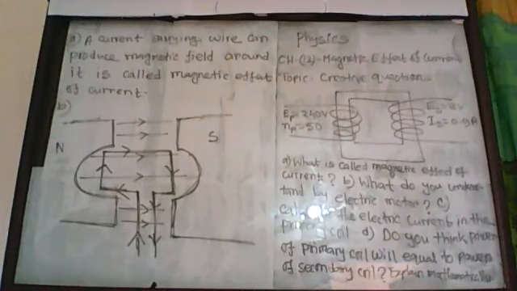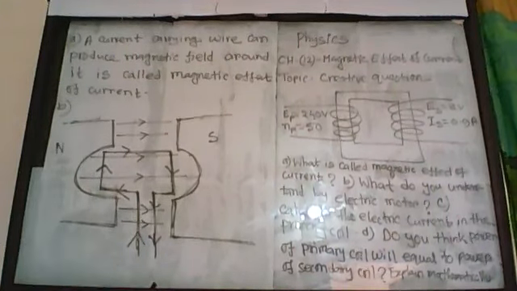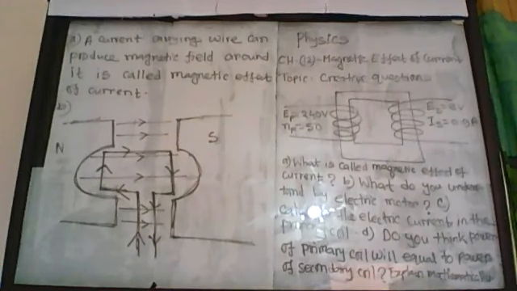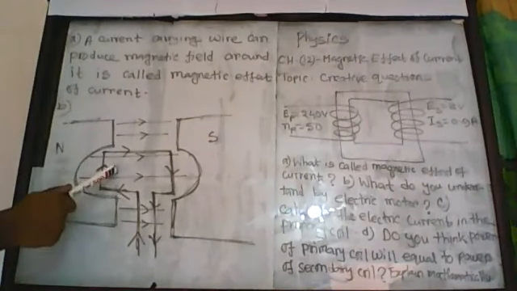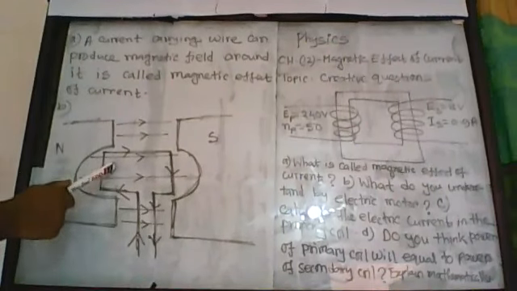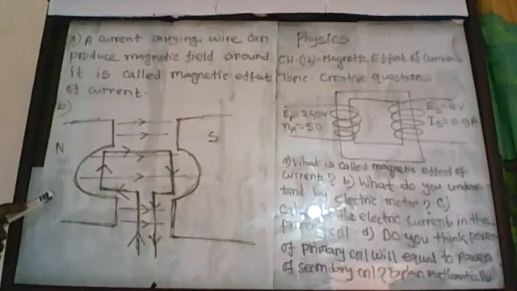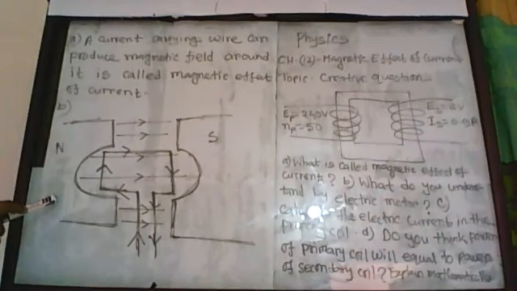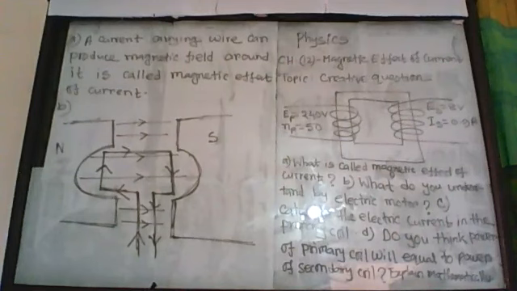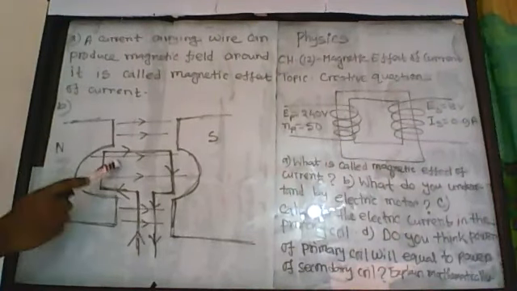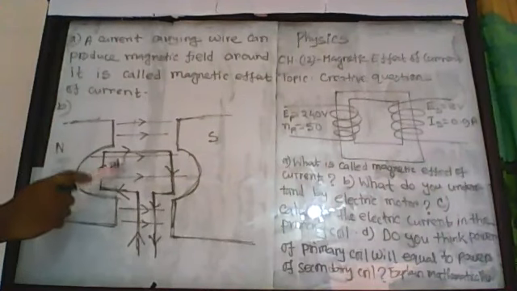Say if this magnet is fixed, then because of the produced electromagnetic force, this coil starts to rotate. Or if you fix this coil, then the magnetic field rotates. So in the case of an electric fan, the magnetic field rotates. In the case of a water pump, this coil rotates.